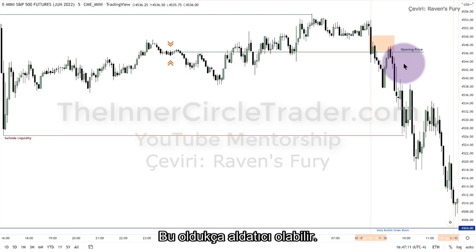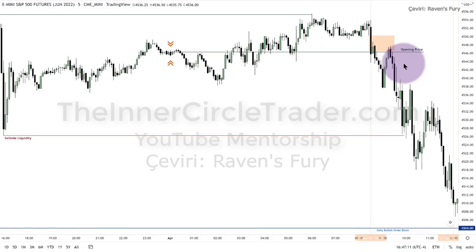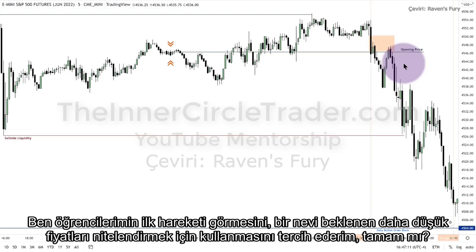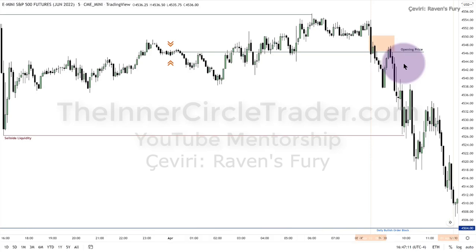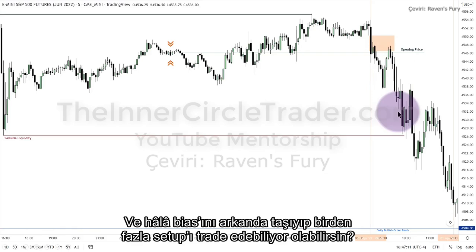That can be very tricky. If you're not really sure what you're doing, you can get caught up in the initial volatility and offside real quick, and it can run against you aggressively and hurt you. I prefer to see my students look for the initial move to qualify what you expected. Lower prices, right? So does it give it here? Yes, it does. So how can you participate in something like that and still have the bias behind you and have multiple setups that you can take?